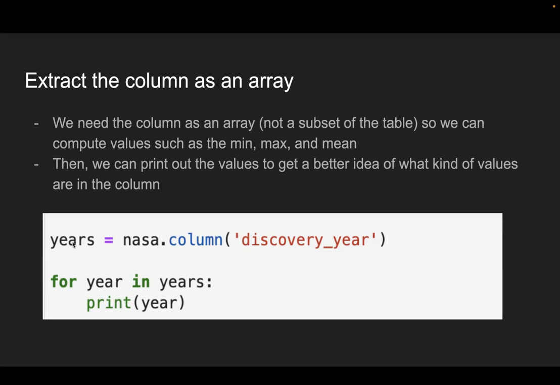So here we have years set to the column discovery year. And then this is just a little loop that we can use to print out our years. This is a for loop. It's going to say for each value in our array of years, because remember, using .column will give us an array, we're going to print out the year. Obviously you're not going to keep all these print statements when you turn in your assignment, but this is just preliminary for you to get a good handle on what's in your data set.